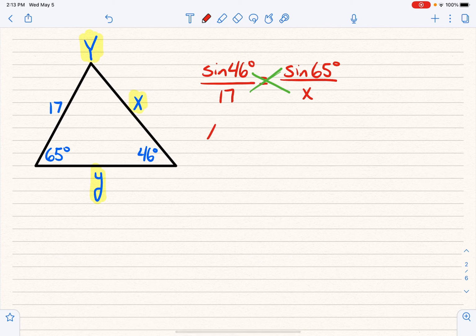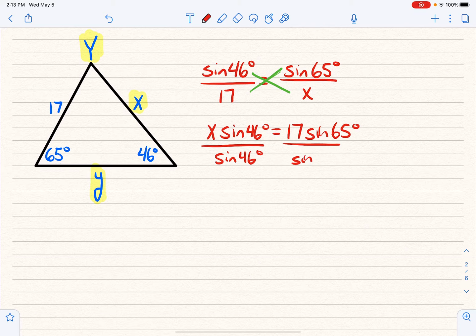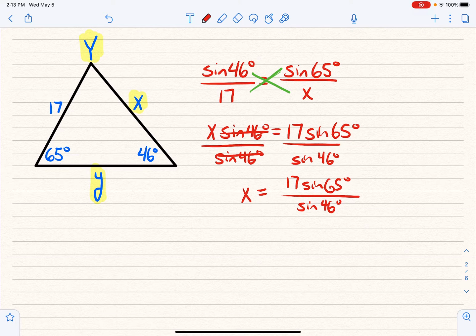So in this case, I'm going to have X times the sine of 46 degrees is equal to 17 times the sine of 65 degrees. But I'm looking to get X all by itself, so I have to divide both sides by the sine of 46 degrees. These cancel out, and you'd be left with x is equal to 17 times the sine of 65 degrees all over the sine of 46 degrees. And that's when you grab a calculator.